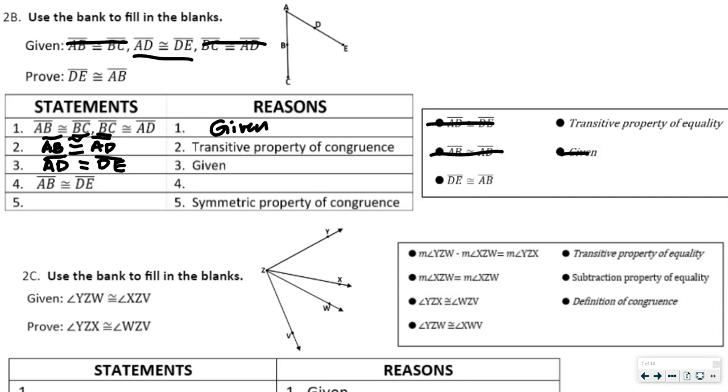So then notice above, what do you have repeated again? Do you guys notice we have an AD and an AD? So that's going to drop out. That's what gave us the AB is congruent to DE. So this is our transitive property again. Okay, and then again, what are we trying to prove? DE is congruent to AB.